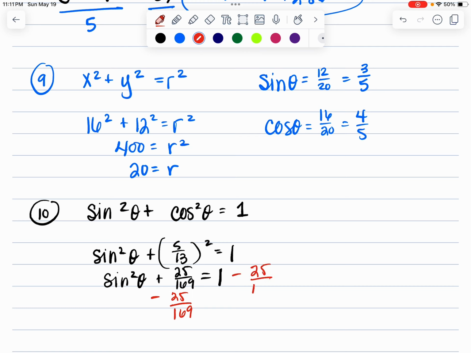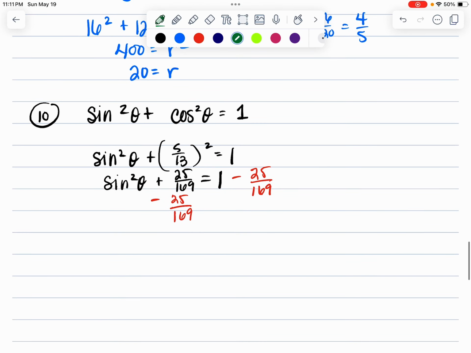So 1 over 169. Why did I write a 5? So what is that? 169 minus 25 is 144. I don't even know why I'm typing that in my calculator. So you get sine squared theta is 144 over 169. I'm trying to go too fast, is my problem.